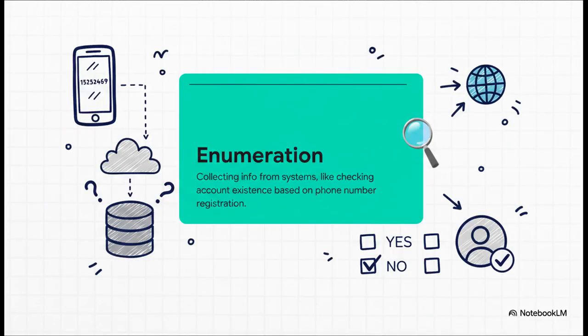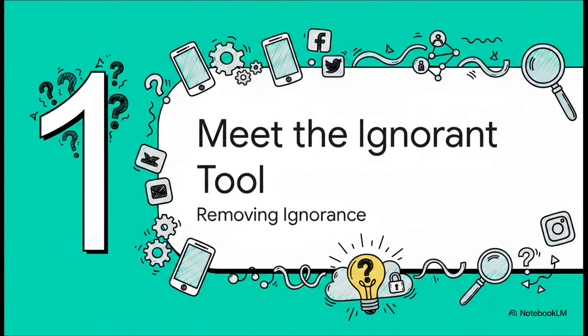The other big concept we need to quickly decode here is enumeration. Now, enumeration isn't some complex hacking technique. It simply means collecting information from systems by asking them really basic yes or no questions. In our case, the enumeration is checking if an account exists based on a phone number. It's the digital equivalent of walking up to a website and asking, "Hey, is there an account here? Yes or no?"